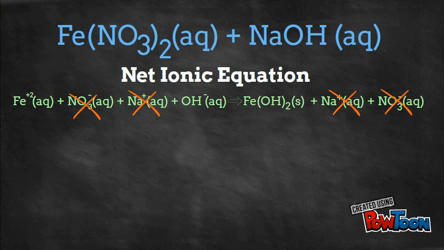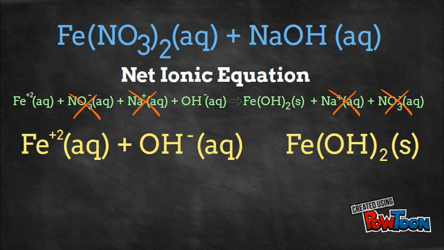Next, we'll rewrite the equation without the spectator ions. So you're left with the iron ion plus the hydroxide ion, and the product would be iron hydroxide. And so the only product left is the precipitate. The general purpose of a net ionic equation is to just focus on the principal substances and ions in an equation.